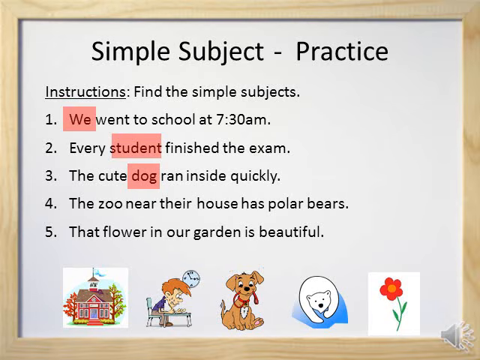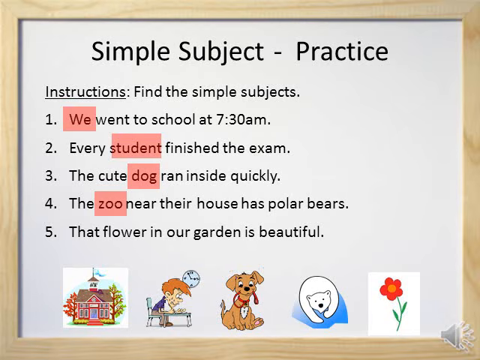Number 4, the zoo near their house has polar bears. What is the action of this sentence? The action is has polar bears. So who or what has polar bears? The zoo. Now this one was a little tricky because there's also the noun house. But the house isn't doing the action of this sentence. The house doesn't have polar bears. Who or what has polar bears? The zoo. So the answer is zoo.